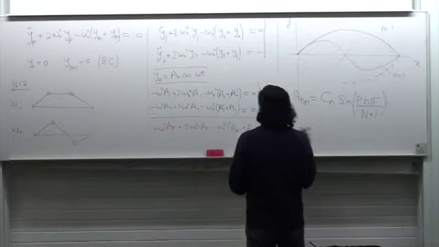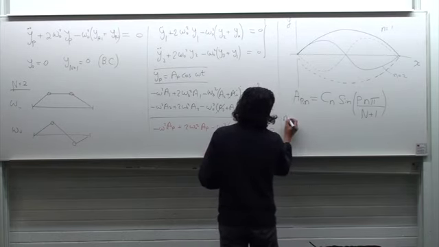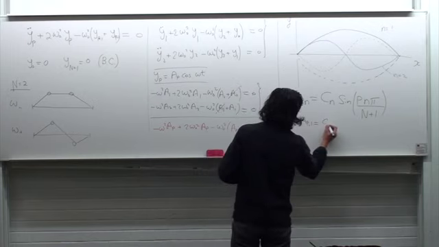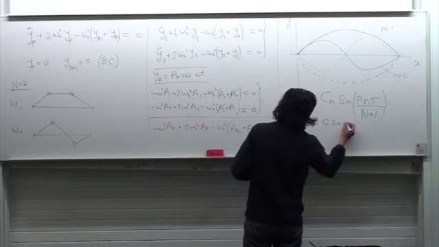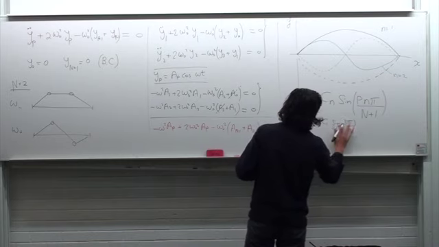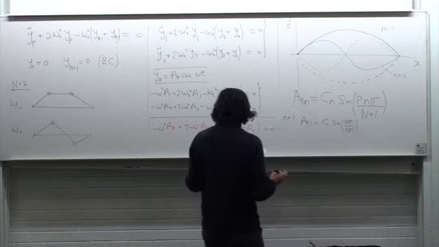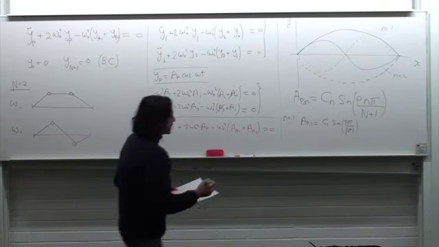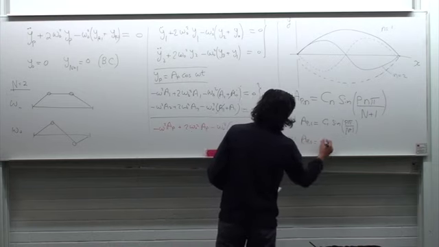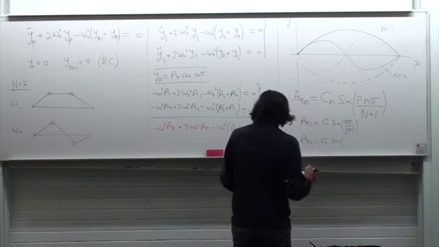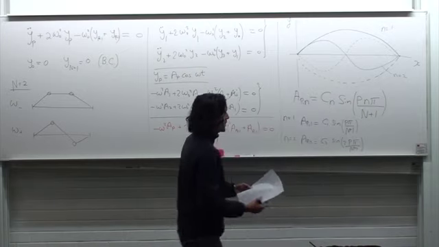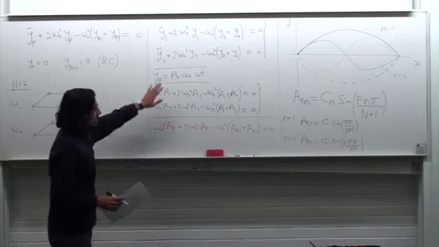Let's just now type what we have there. For the example, when n is equal to 1, A_p1 equals C1 sine of p times pi over n plus 1. This is for the first mode. And for the second mode, we have A_p2 equals C2 sine of 2p pi over n plus 1. And this is general, right? But we can also use it for the example here.